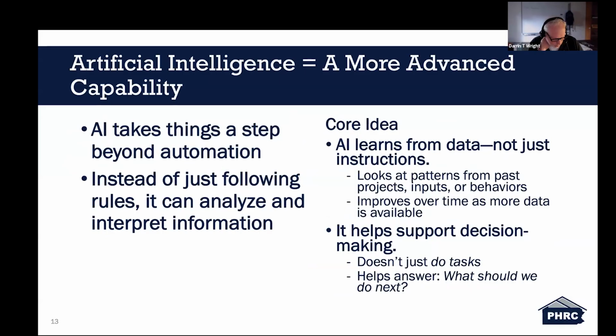AI builds on automation by analyzing information and identifying patterns. It can highlight risks, suggest improvements, and support decisions. Rather than executing tasks, it helps answer questions about what might happen next or where attention should be focused. AI learns from data, including past projects, costs, schedules, and outcomes. Over time, it becomes more useful as it recognizes patterns and trends. This allows it to provide insight that supports planning, estimating, and construction decisions.